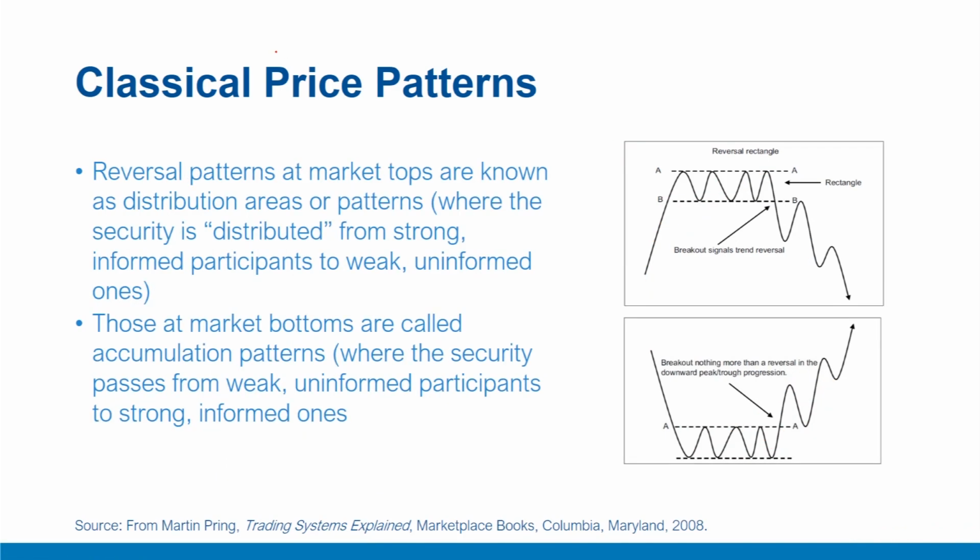Reversal patterns at market tops are known as distribution areas or patterns, where the security is distributed from strong, informed participants to weak, uninformed ones, and those at market bottoms are called accumulation patterns. So this is the distribution pattern where the security moves to weak, uninformed hands and therefore prices fall, and here you can say this is the accumulation pattern where the security passes from weak and uninformed participants to strong, informed participants and therefore there is a rise in prices, a strengthening of prices.